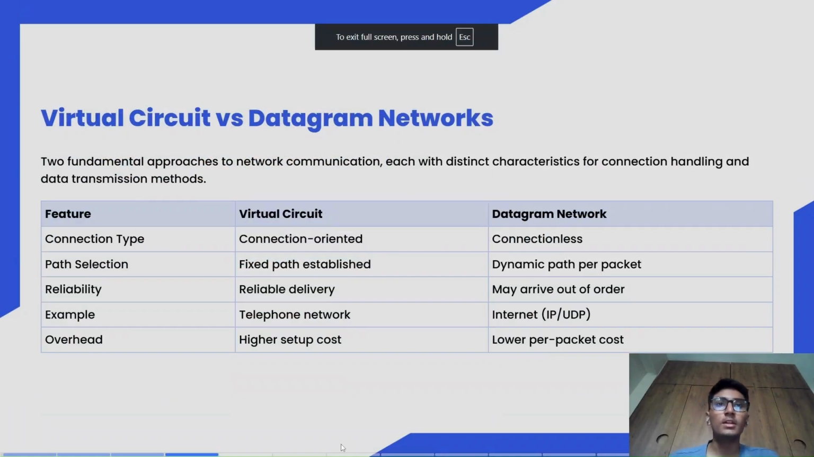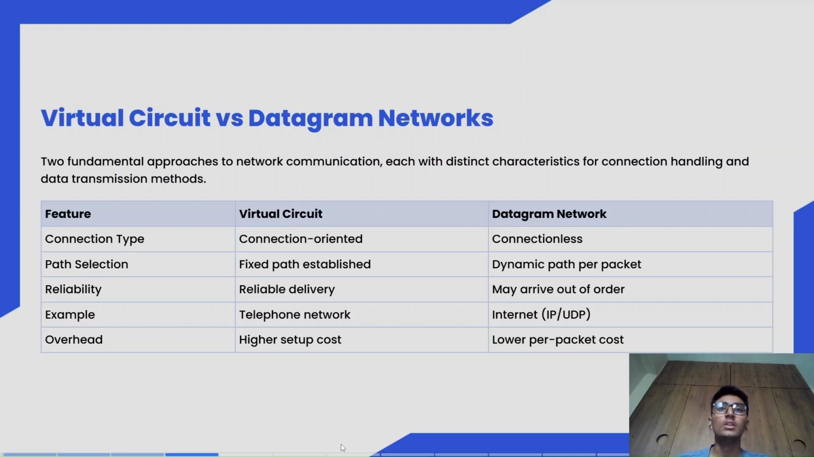So now, at the network layer, we use two fundamental methods for packet switching. The first one is the virtual circuit, the second one is the datagram network. So now let's find out the difference between them. The first one is the connection type. The virtual circuit is connection oriented. This is like setting up a dedicated path, whereas a datagram network is connectionless. This treats every packet independently.